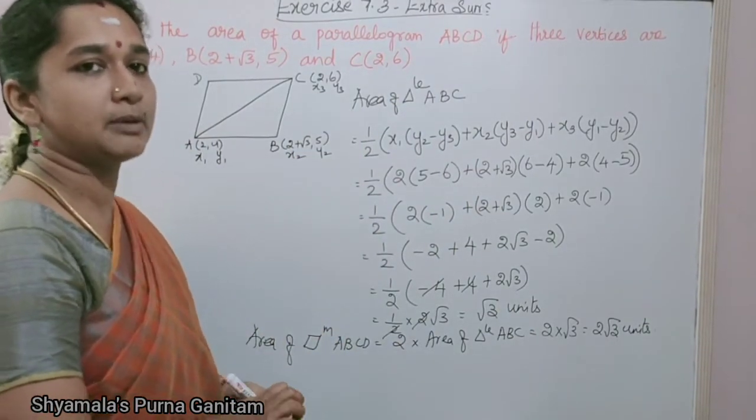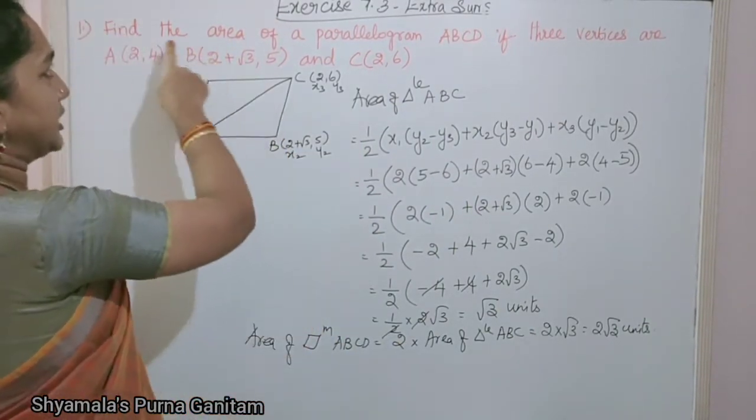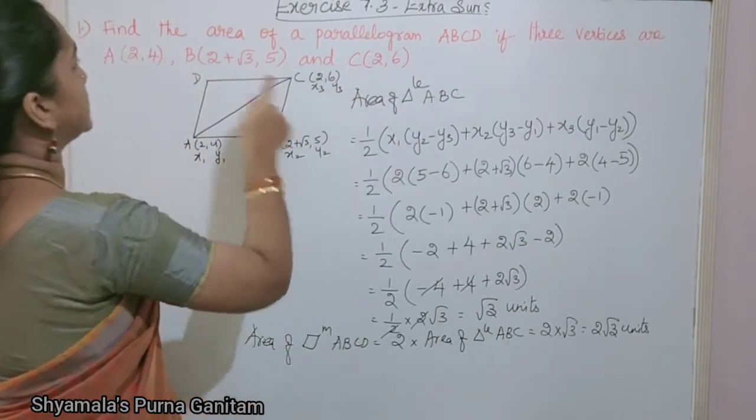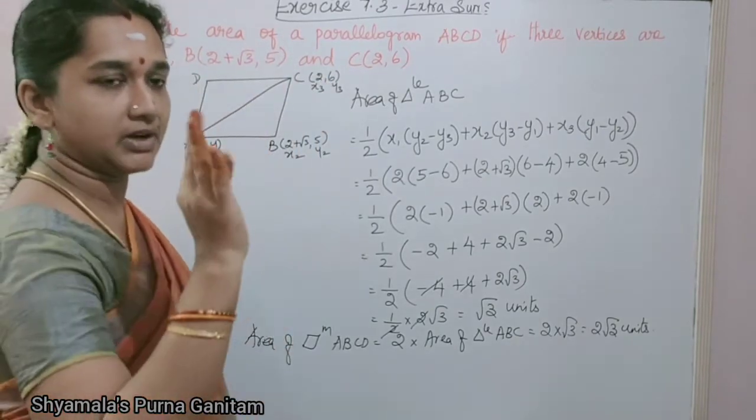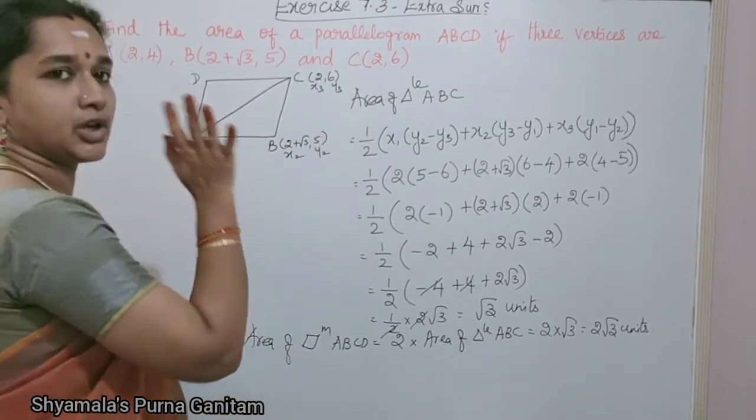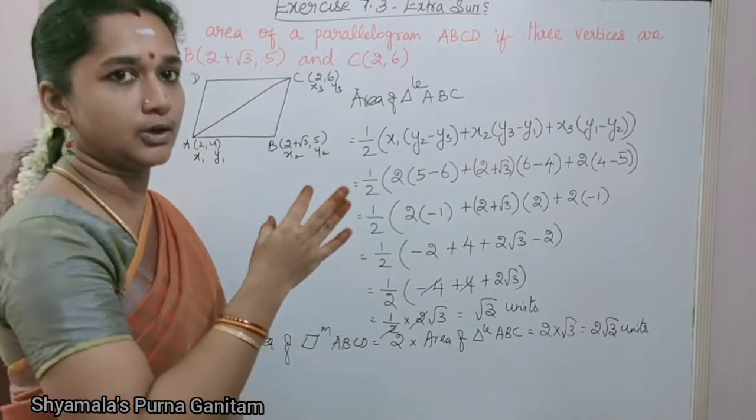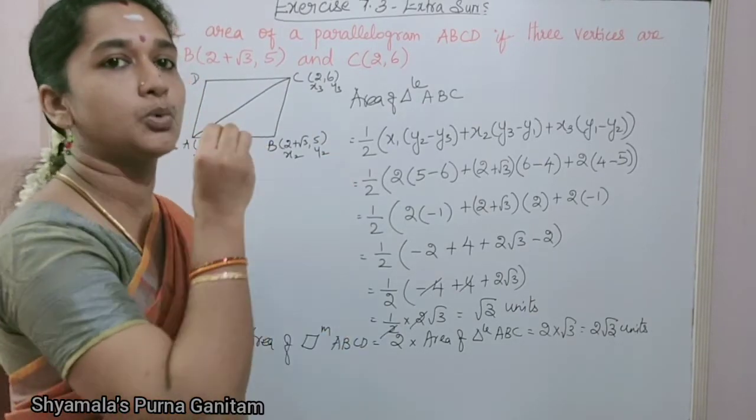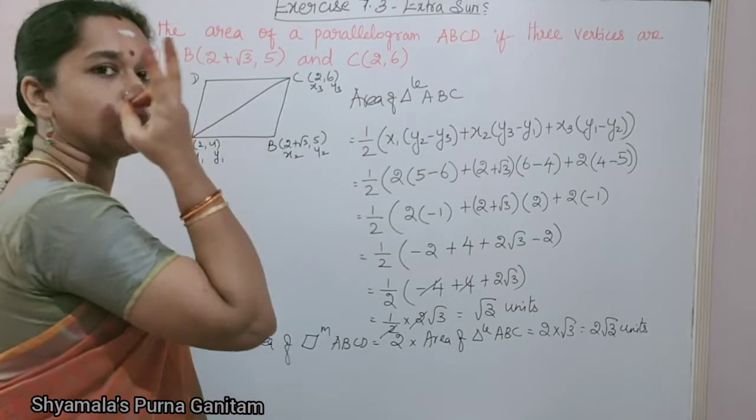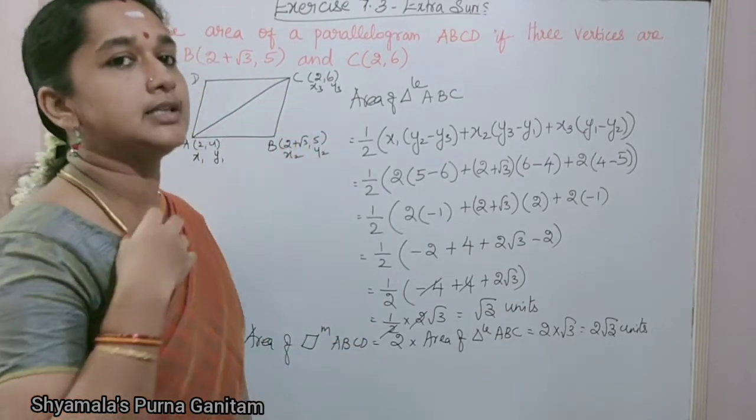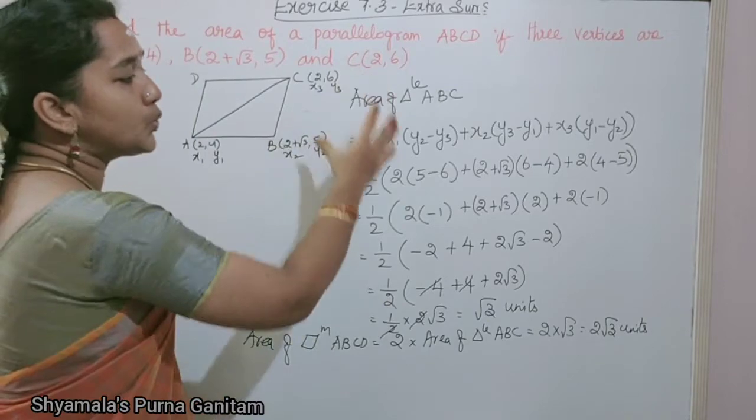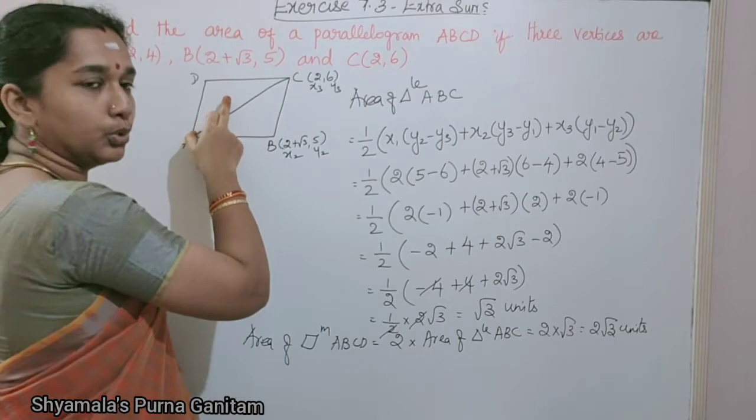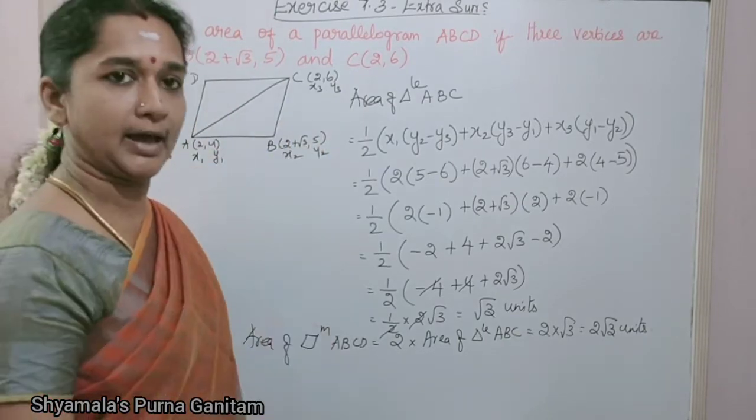One more time I will repeat from the beginning. The question given is: find the area of the parallelogram ABCD if three vertices A, B, C are given. We are going to use the condition that when a parallelogram is divided along the diagonals, it is divided into two equal areas. That is, it will be divided into two triangles. Both the triangles' areas will be equal. So we are going to find the area of the triangle and multiply it by 2, so that we will get the area of the parallelogram.